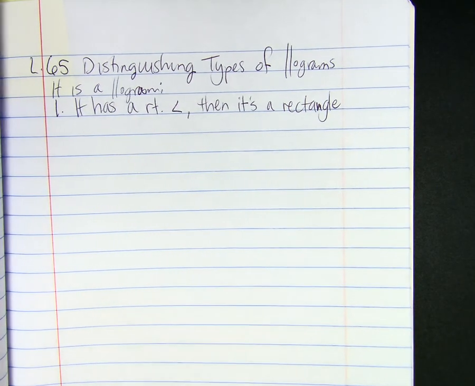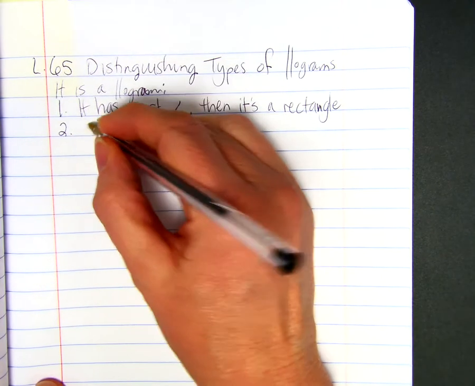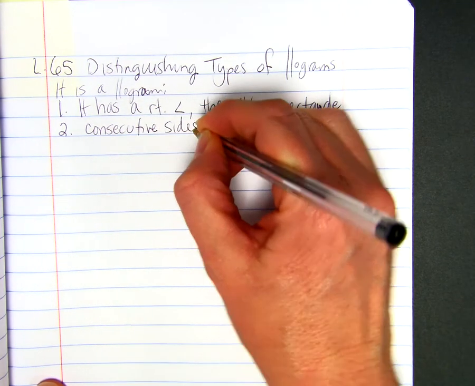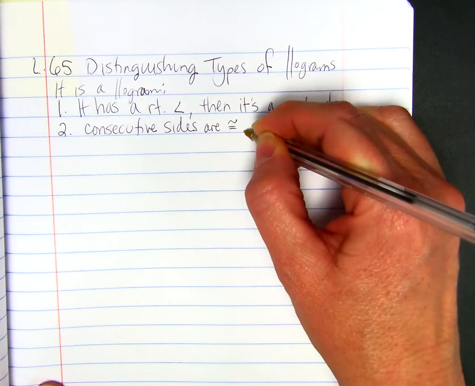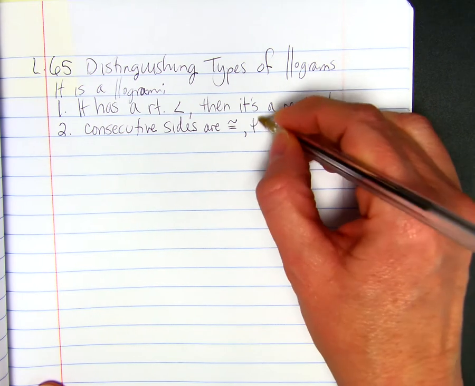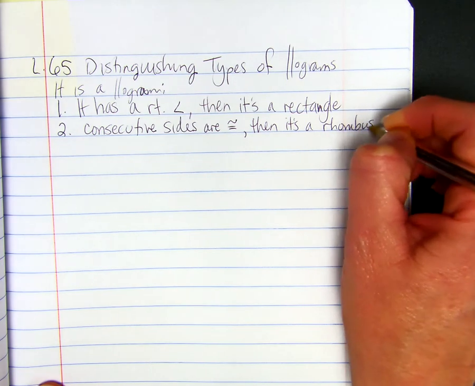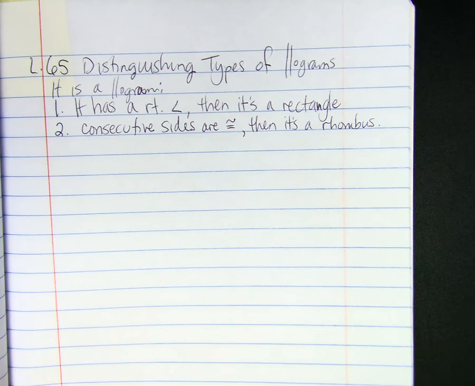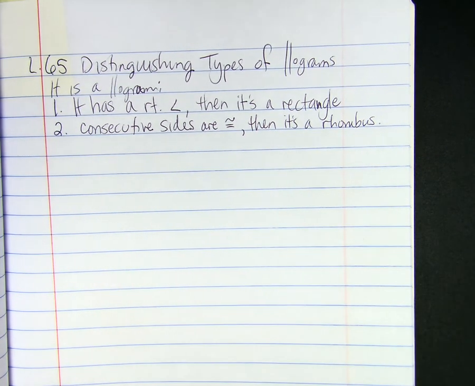Okay, so if it has a right angle, it's a rectangle. Number 2, consecutive sides are congruent, then it's a rhombus. What's consecutive sides? Next to each other. So if you know it's a parallelogram, 2 sides right next to each other are congruent, then it's a rhombus.